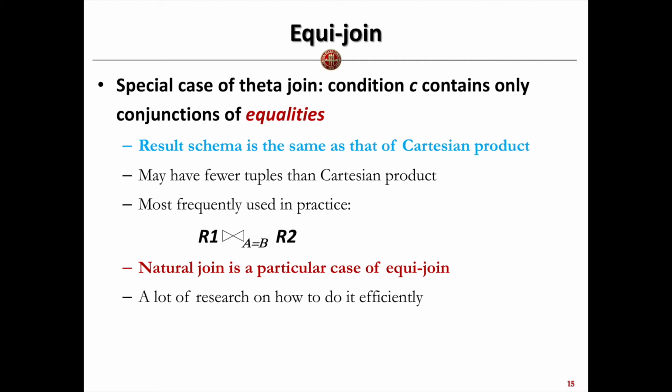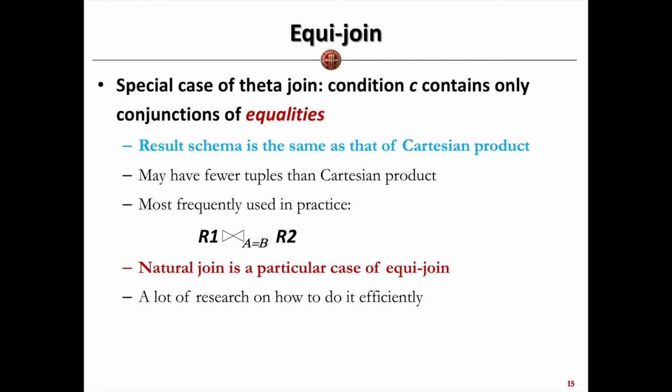And the result schema will be the same as the product, right? And it may have fewer tuples than the product. We can represent the equi-join as R1 equi-join with some equality condition like A equals B, where A denotes the attribute from R1, B denotes the attribute from R2, followed by R2. This equi-join is the operator between R1 and R2. We will also introduce another join in the following pages. It's called natural join. Actually, natural join is also a special case of equi-join, to be introduced later.